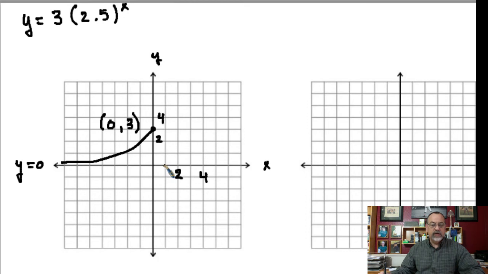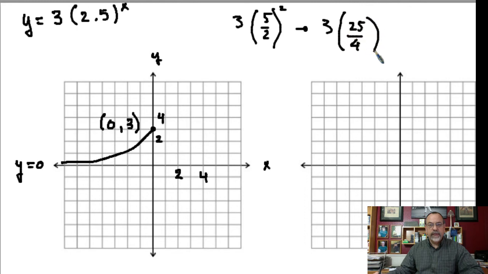Now this is 2.5, so it's going to grow fairly quickly. I know I said not to go 1 over here because it might be too close, so I was going to use 1, but I'll stick to what I said. I'm going to use 2. So we're going to have 3 times 2.5, so I'm going to change that to a fraction just because it's easier to deal with when I'm substituting in values. So that's going to be 3. I need to square the fraction first. So that's 25 over 4. And then nothing reduces, so that's 75 over 4.